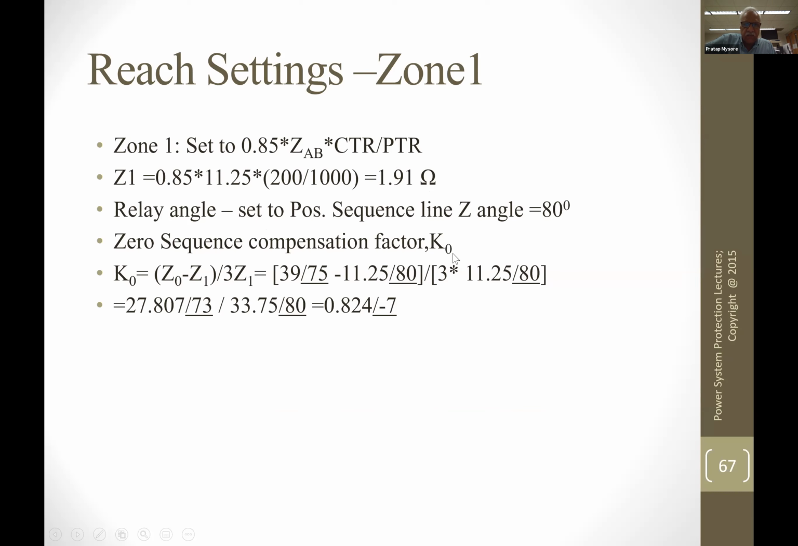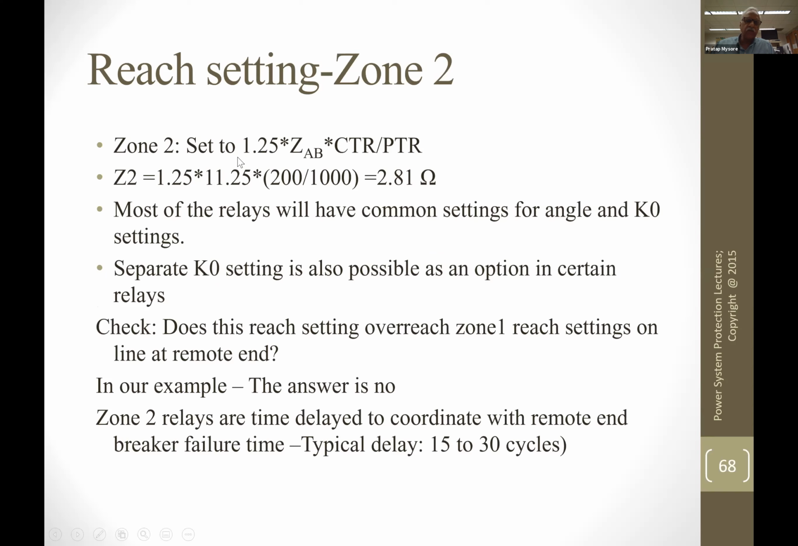Zero sequence compensation factor, K0, that is (Z0 minus Z1) by 3Z1. You go and then calculate that. It turns out that this K0 is 0.824 at minus 7 degrees, right? And zone 2, we say that it is supposed to be set to 125% of the actual impedance of the line. So you just go through the same calculations and you set zone 2 to 2.81 ohms.